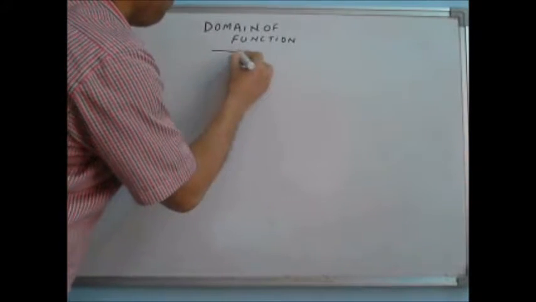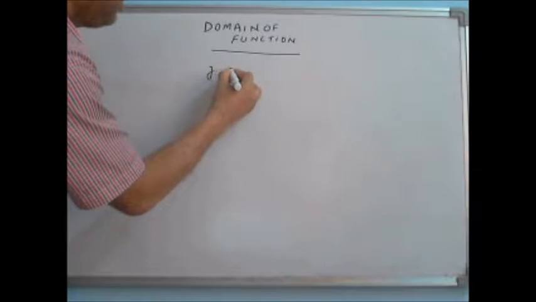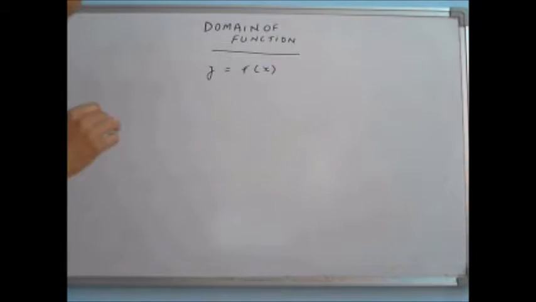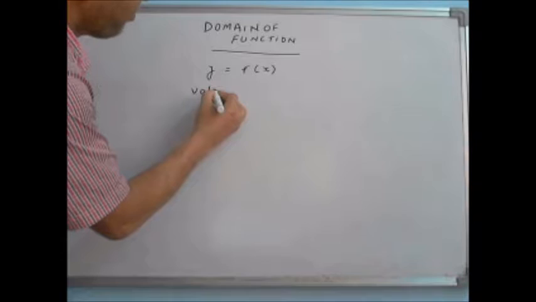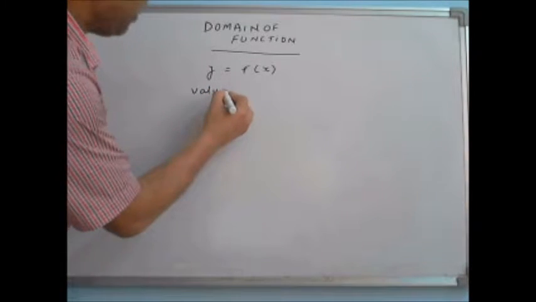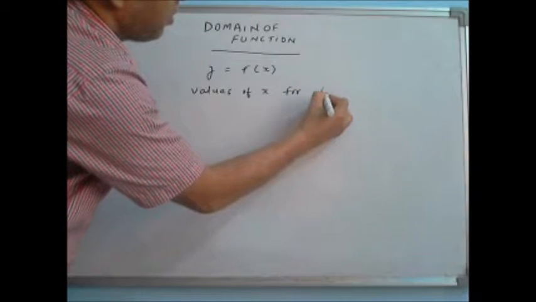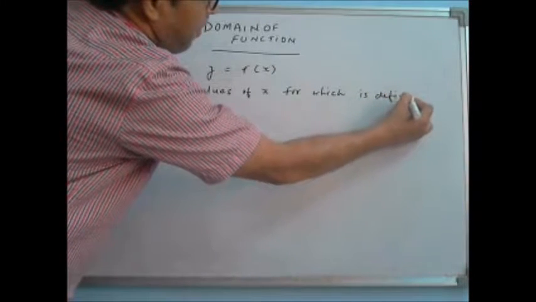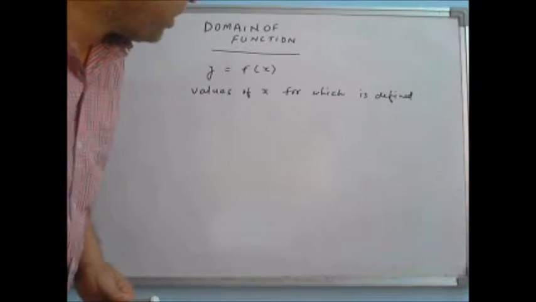Domain of a function. If a function is defined as y is equal to f(x), then the domain is all the values of x for which the function is defined. That is the basic definition for finding the domain of a function. So now I have to understand what is the meaning of the word defined.